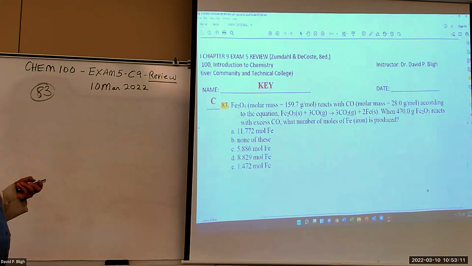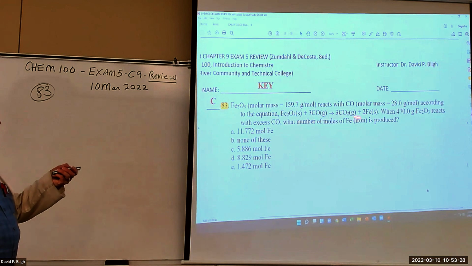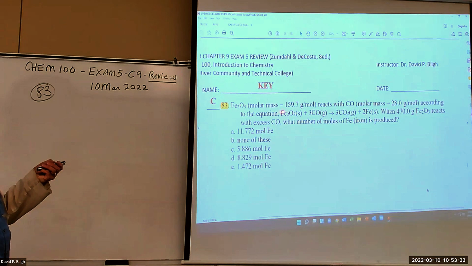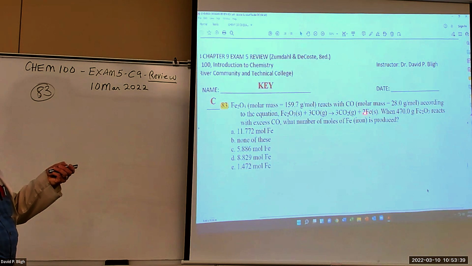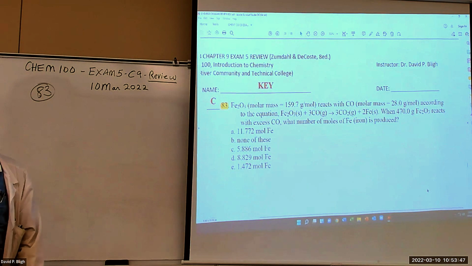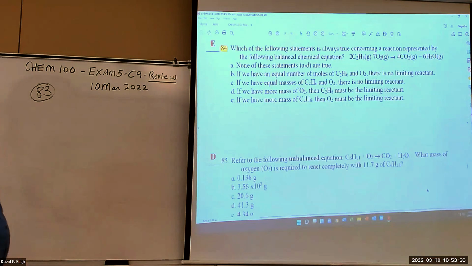Fe2O3 reacts with carbon monoxide. According to this reaction, we did one of those earlier. 470 grams of Fe2O3 react with excess carbon monoxide. What number of moles of iron? I don't even think we need to do this one. Right? All you need to do is convert this into moles and change that number of moles to that number of moles. And you got your answer. Okay? If we need to, I'll come back to it.